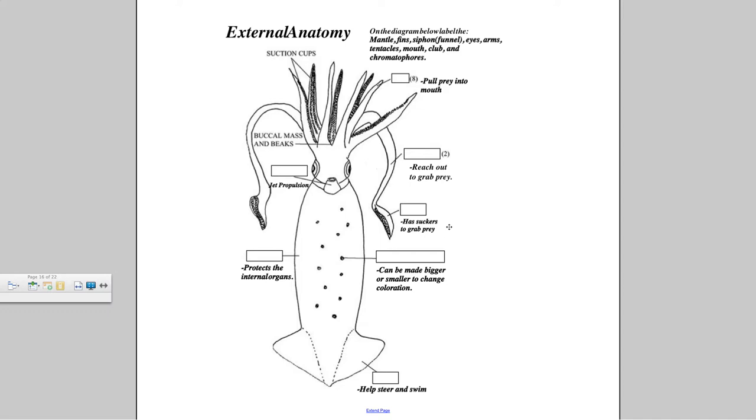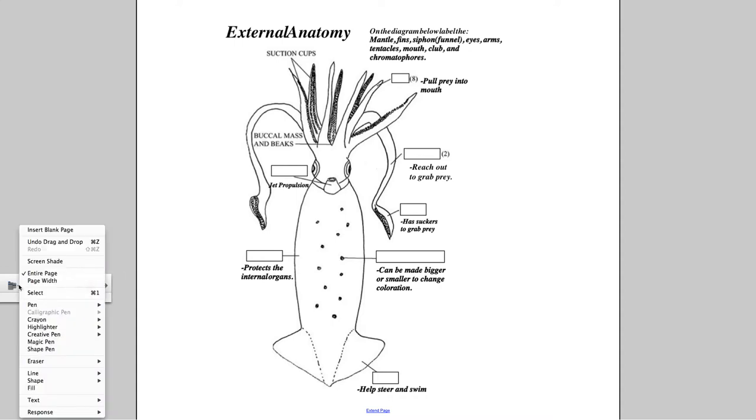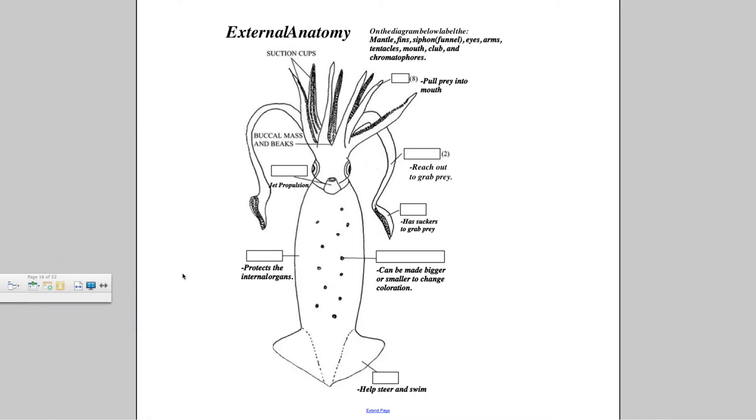All right. This thing that helps the squid with its jet-like propulsion sucks water in, pushes water out. What was that called again? That's the siphon. S-I-P-H-O-N, siphon. Hold on, chill out. Don't yell out, please.